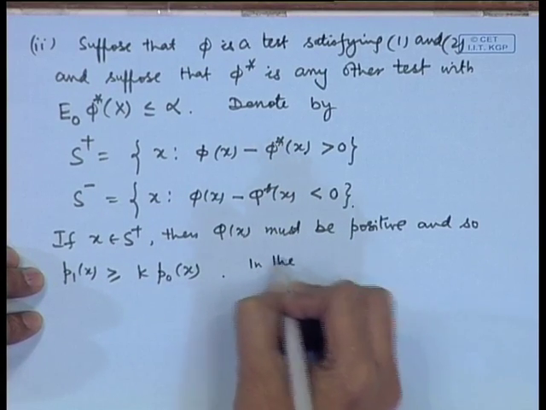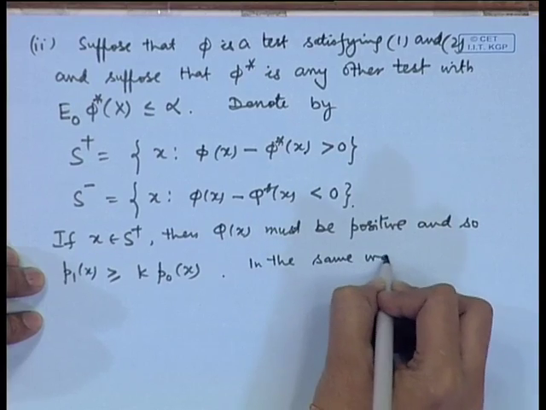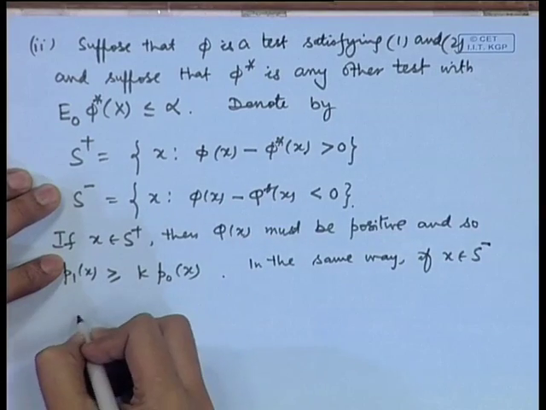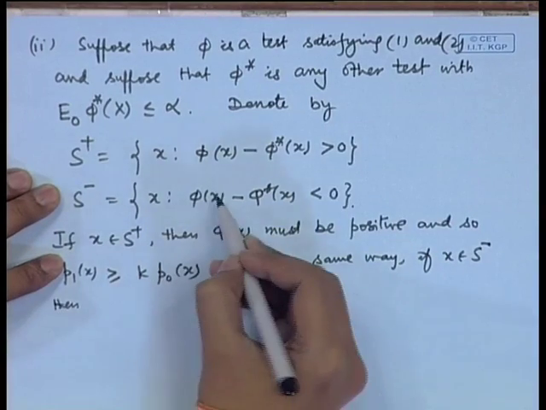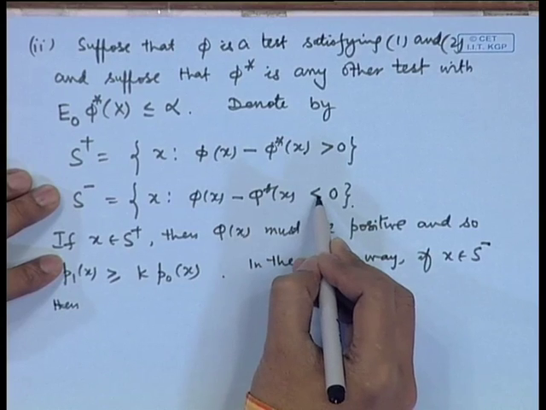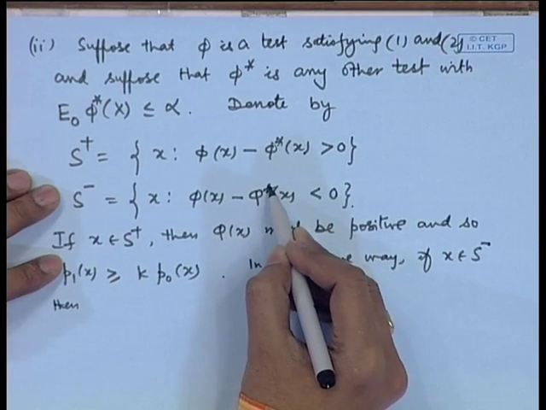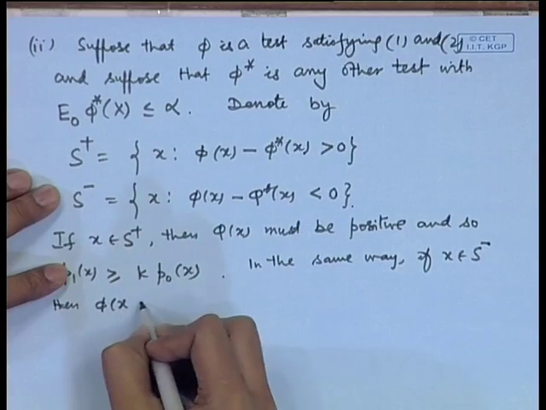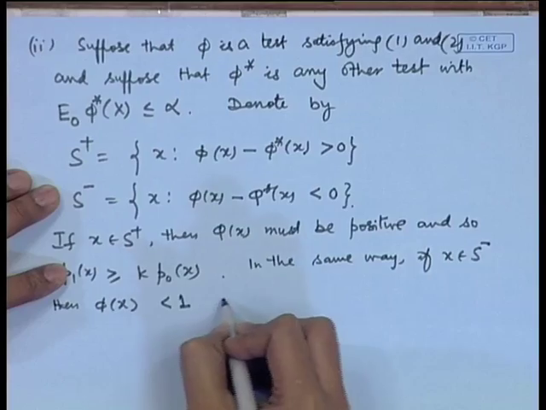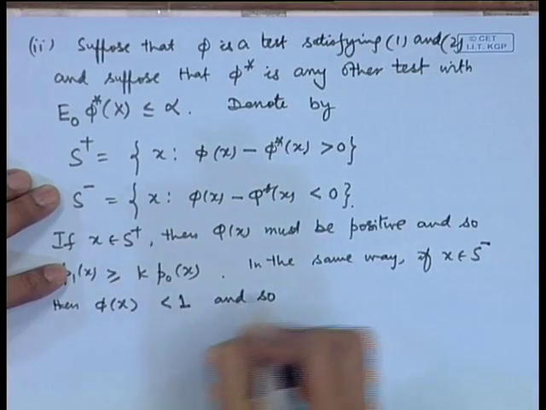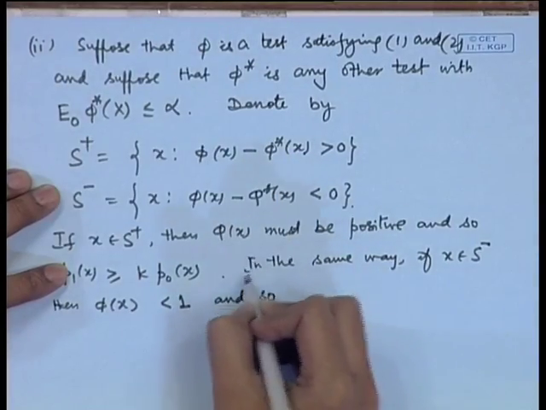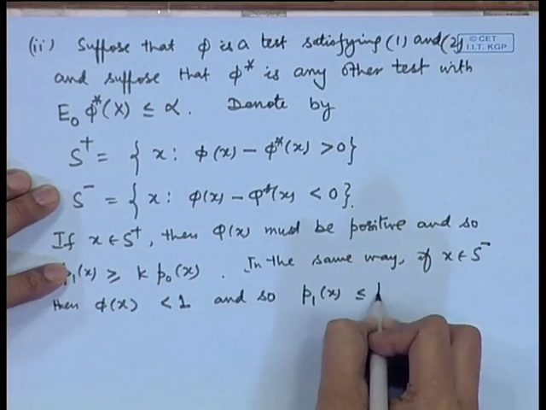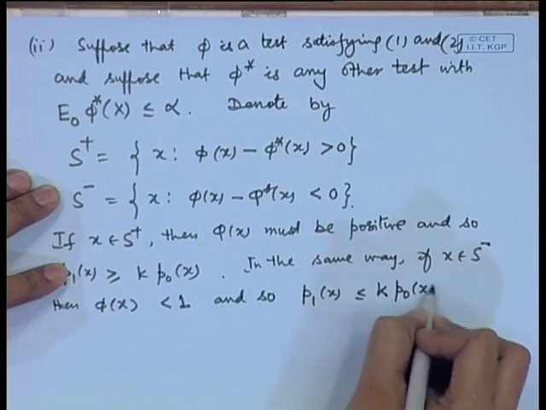In the same way, if x belongs to S minus, then here phi x will be strictly less than phi star x. Phi star x can take values between 0 and 1, therefore, phi x is less than 1. And so, now the less than 1 condition by the definition is satisfied for the phi function, so p 1 x is less than or equal to k p naught x.